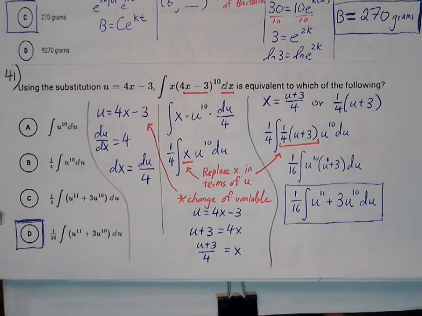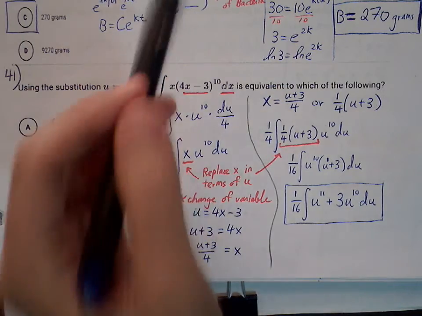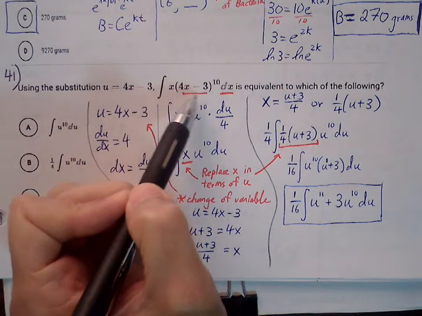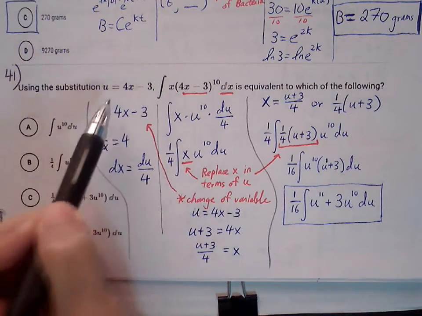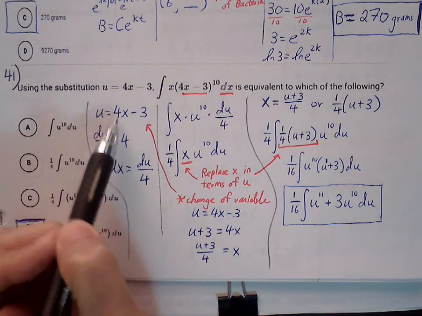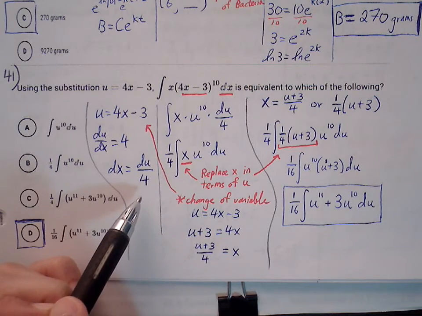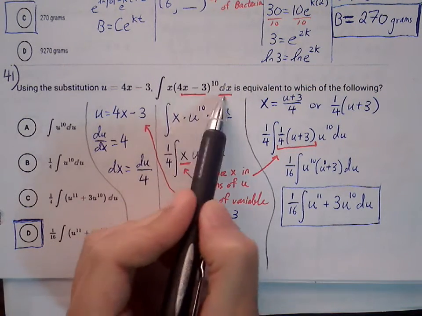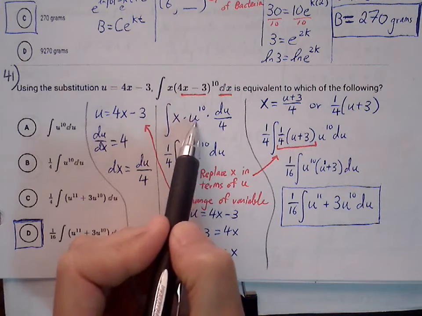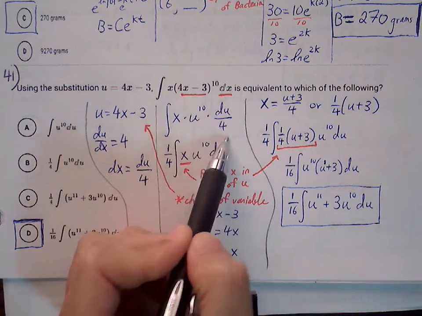All right, number 41, it's telling us to use u-substitution, so let's go ahead and do that. We're going to replace 4x minus 3 with u. So there's our u value. Our u value is 4x minus 3, du dx equals 4, dx equals du over 4. We make our initial substitution. The parentheses gets replaced with u. dx gets replaced with du over 4.